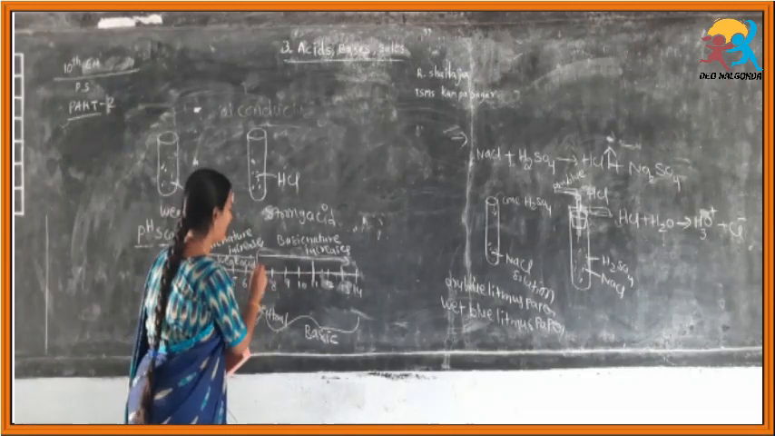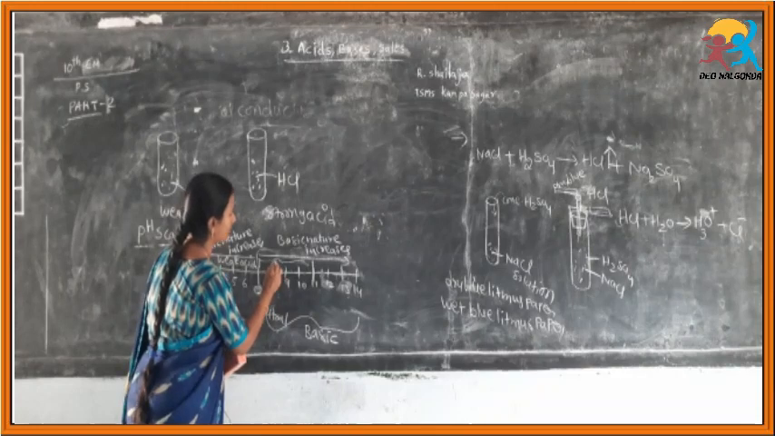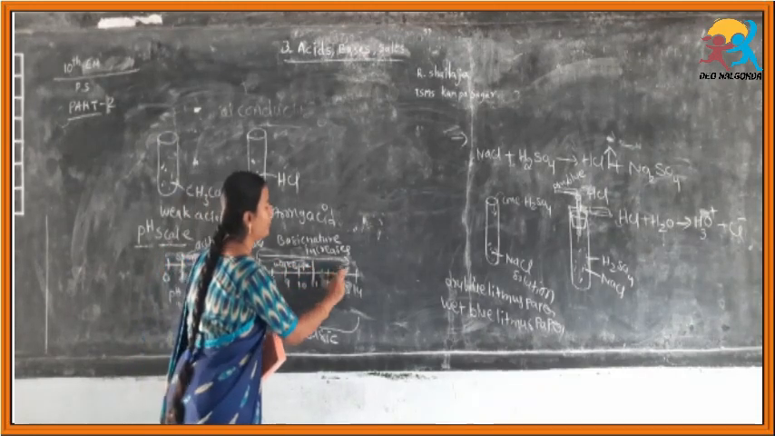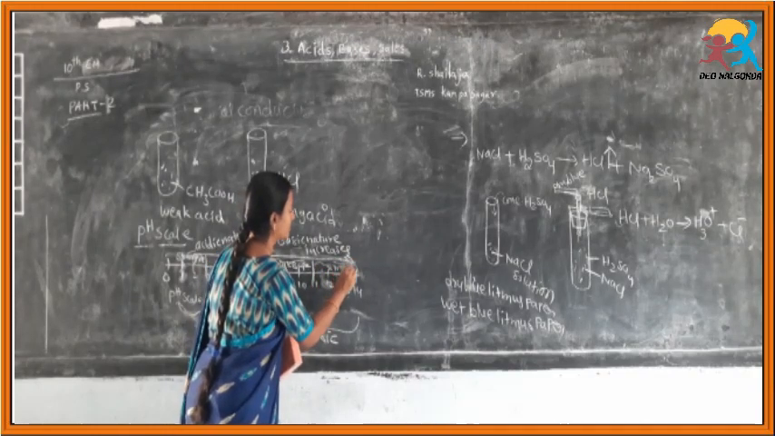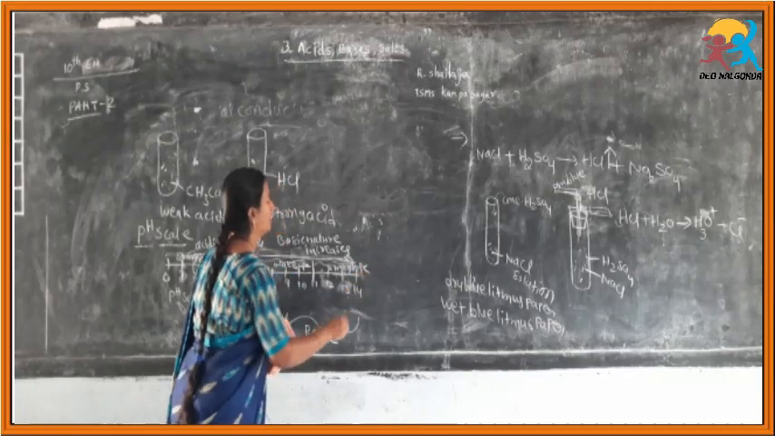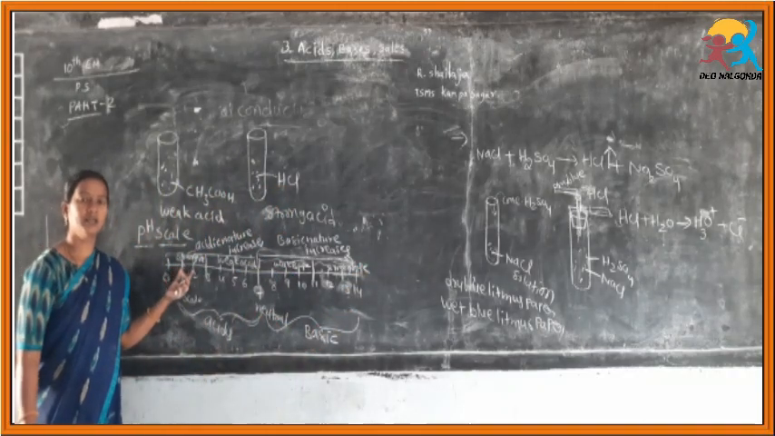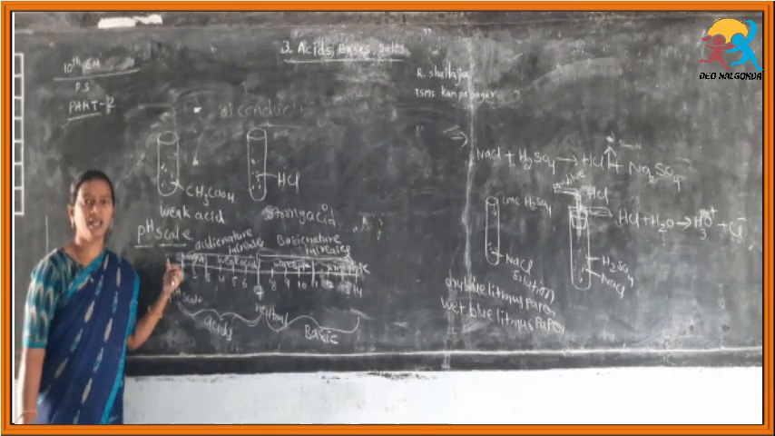and 7 to 11, they are weak bases, and 11 to 14, they are strong bases. So the acidic and basic strength we can observe by using the pH scale.